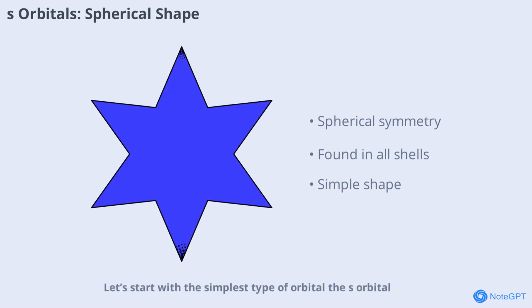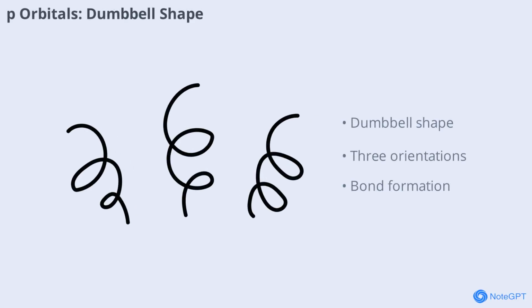Let's start with the simplest type of orbital, the s orbital. S orbitals are spherical in shape and can be found in every energy level. The 1s orbital is closest to the nucleus, while higher s orbitals like 2s and 3s are larger and farther out. Because of their symmetry, s orbitals play a foundational role in the structure of atoms and the way electrons fill up energy levels.